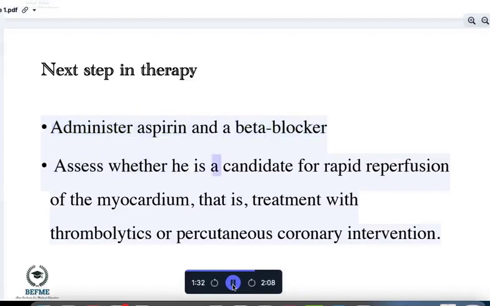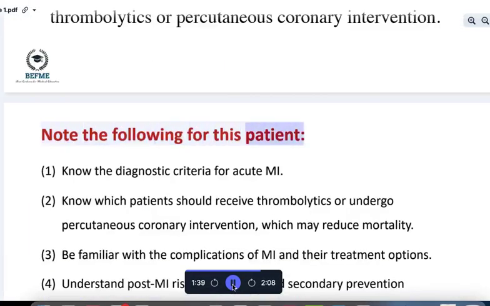Assess whether he is a candidate for rapid reperfusion of the myocardium, that is, treatment with thrombolytics or percutaneous coronary intervention. Note the following for this patient.